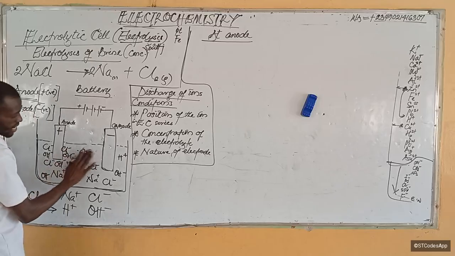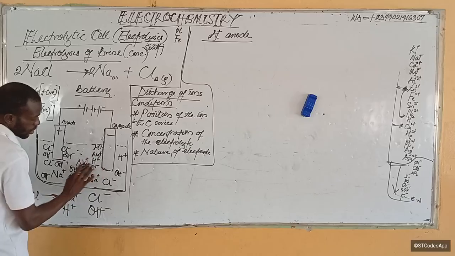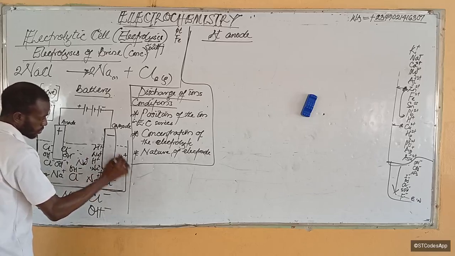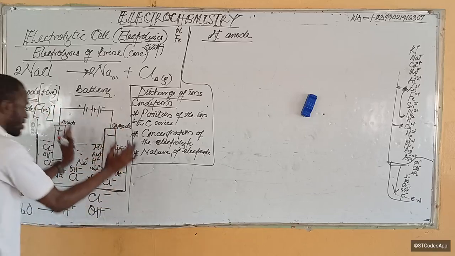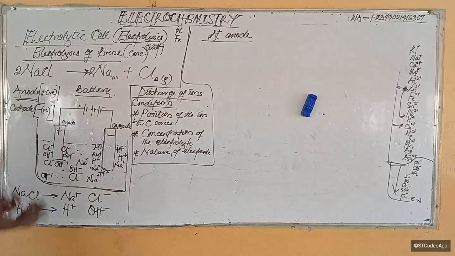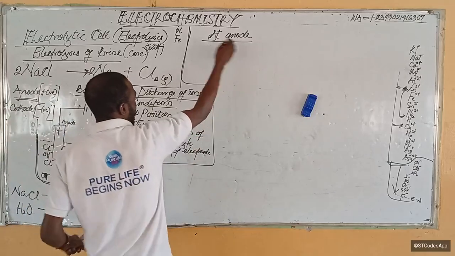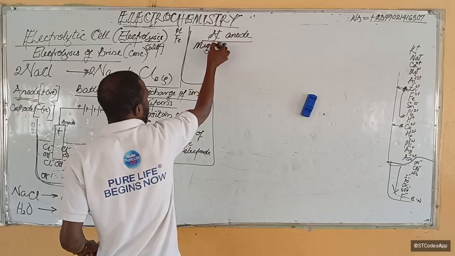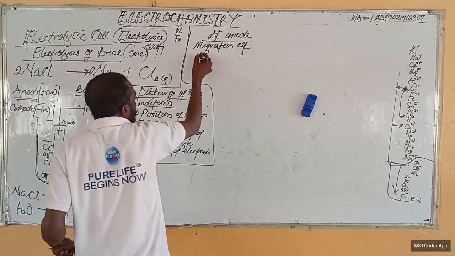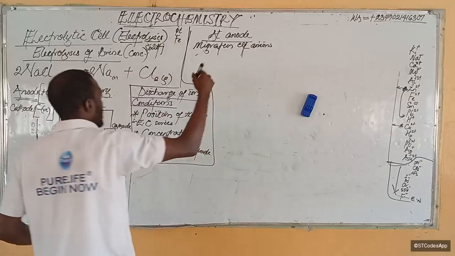Now what will you find around this guy? You will find H plus, Na plus, H plus, Na plus, H plus, Na plus. They'll come and aggregate themselves around here, while this one, they'll come and aggregate themselves around here. So if that's the case, when that happens, you say that at the anode, there is migration of whom? Migration of anions. Migration simply means movement of anions. So anions, who are the anions here?